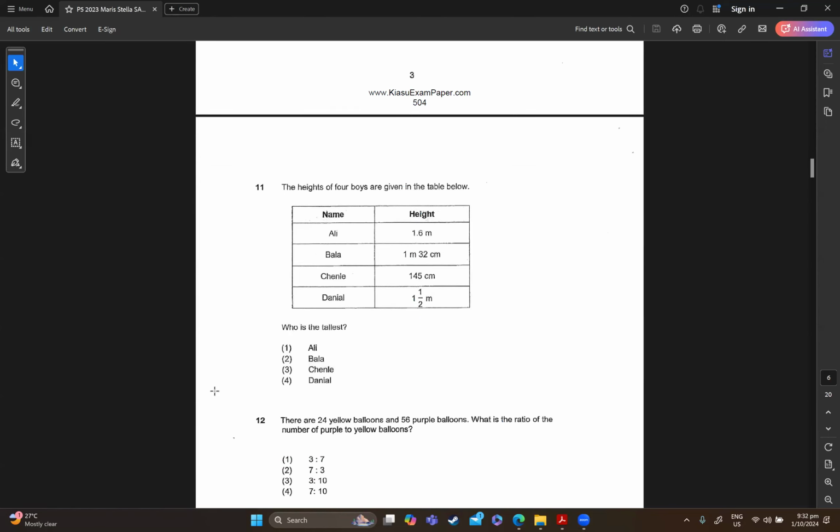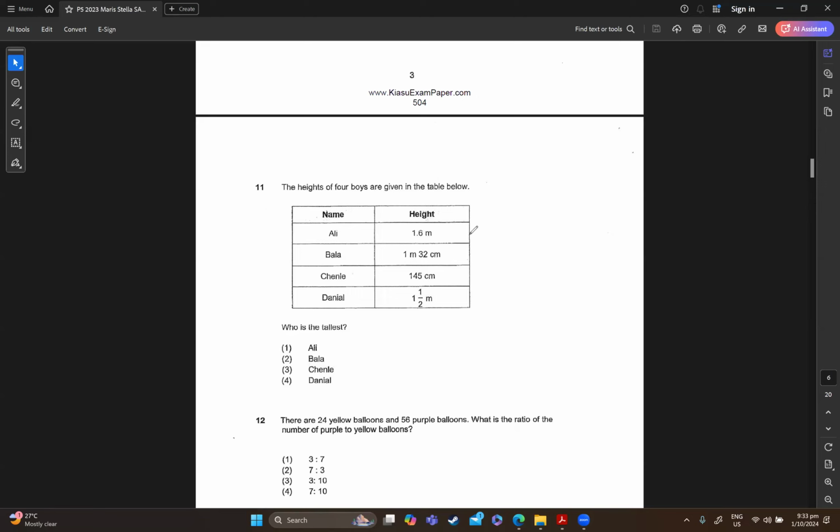Question 11, who is the tallest? Okay, so this 1.6 meters is written in meters and cm. The other one is just cm, and the other is written as a mixed fraction. So what you want to do is choose whichever configuration you're comfortable in. For me personally, I would choose meters.